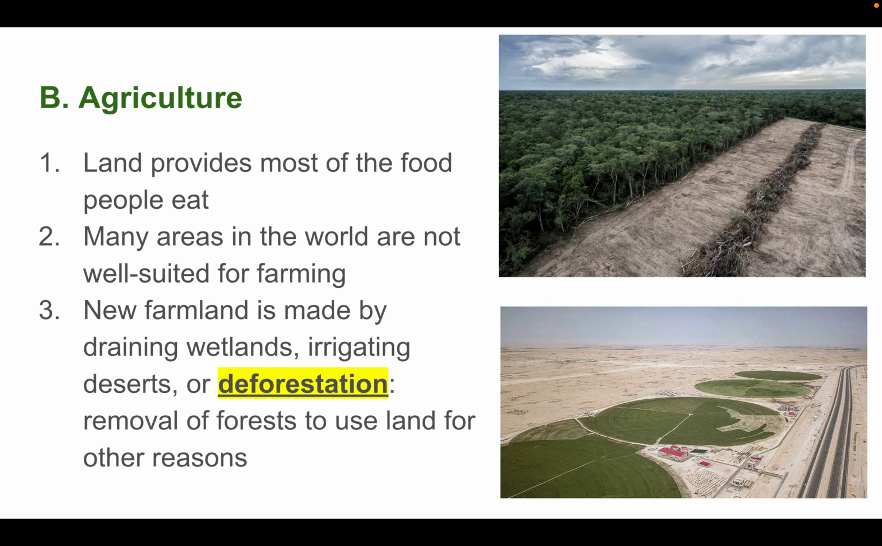So in order to create more farmland, we usually have to do a few things. You either drain what's there, or you irrigate deserts, a piece of land that was not suitable to grow, and now you are adding water to it so that things can grow on it. Or deforestation, which means that you are cutting down trees and basically slash and burn to create farmland or to expand on some urban development.